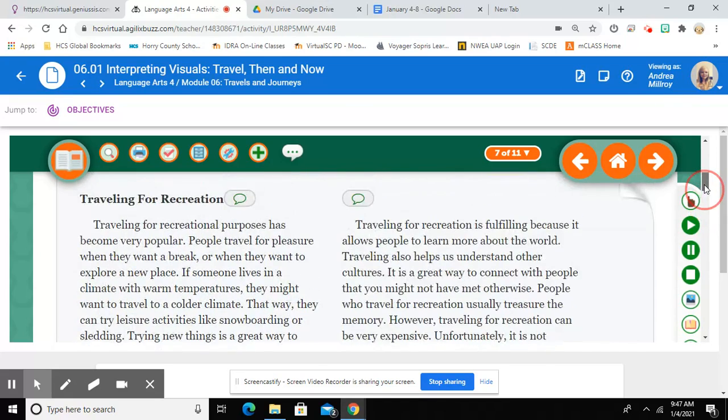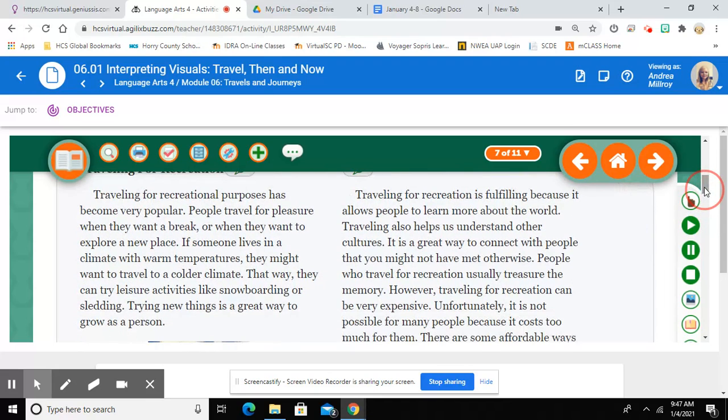Traveling for recreation. Traveling for recreational purposes has become very popular. People travel for pleasure when they want a break or when they want to explore a new place. If someone lives in a climate with warm temperatures, they might want to travel to a colder climate. That way, they can try leisure activities like snowboarding or sledding. Trying new things is a great way to grow as a person.